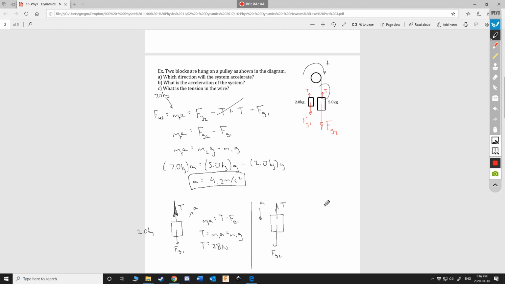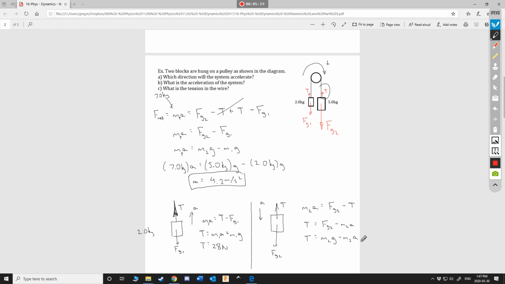To look at this other one, I can say M2A is equal to, it's going downwards, so I can say down is positive, so I have Fg2 minus tension. So tension is equal to Fg2 minus M2A. So this one I have a 5 kilogram block times 9.81 minus 5 kilograms times that 4.2.